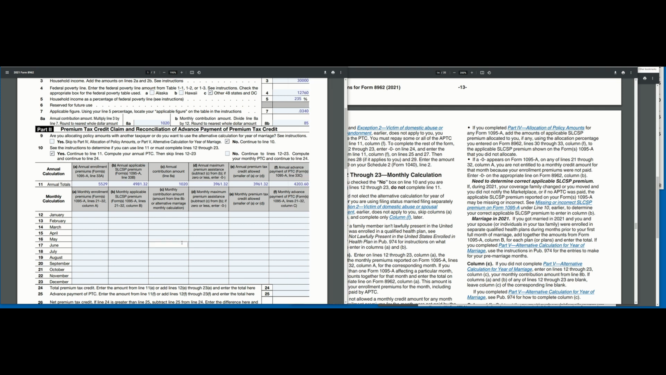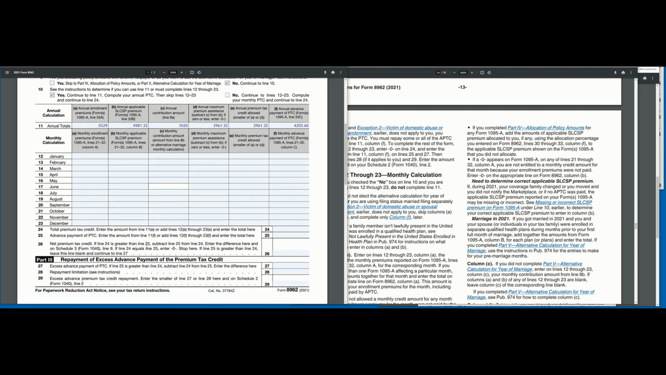So now we get to the fun part where we figure out whether I am going to owe money back or not. We don't need to do 12 through 23 again because we had the same amounts yearly, so we could use the annual amounts to do the calculations. So line 24, the total premium tax credit, enter the amount from line 11E, the $3,961.32, or the amounts for 12 through 23, which we did not do. And then for line 25, the advance payment of PTC, enter the amount from line 11F, which is $4,203.60.